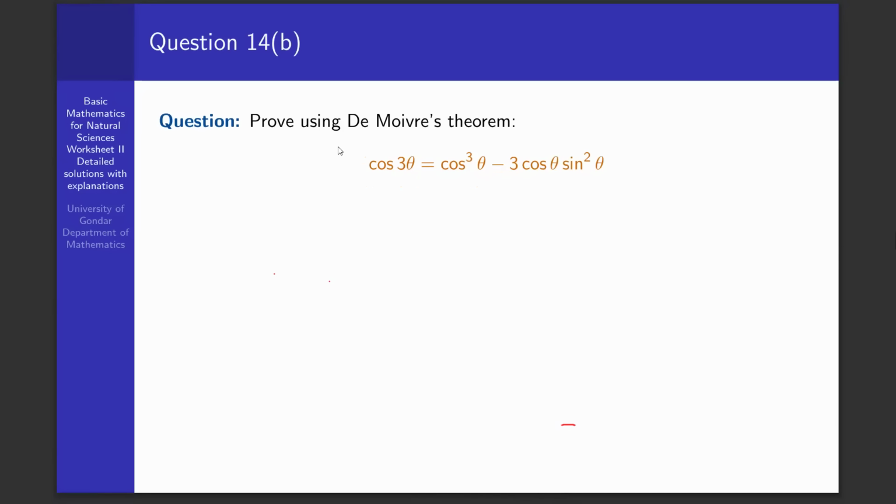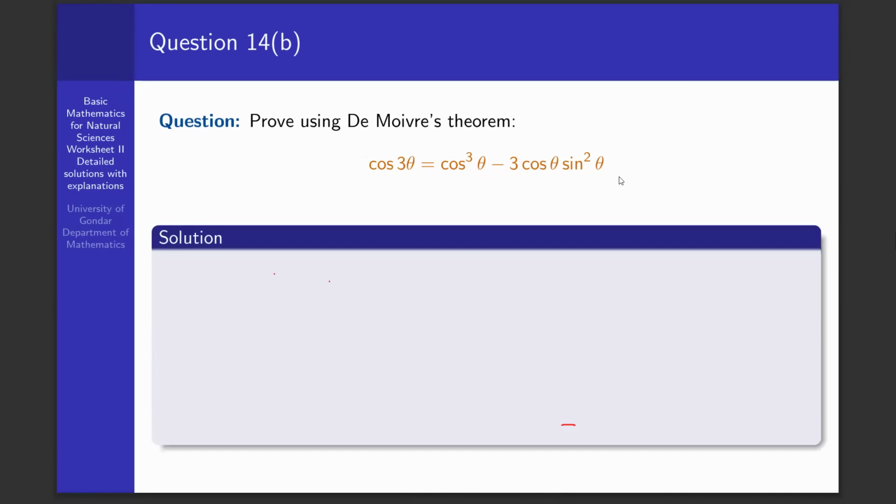The next one is similar to the previous one, I guess, again on the application of de Moivre's theorem. That is, prove using de Moivre's theorem that cos 3 theta is equal to cos cubed theta minus 3 cos theta times sine square theta. So just to prove this one, we have to use the expansion of a plus b cubed, which is equal to a cubed plus 3a square b plus 3ab square plus b cubed.